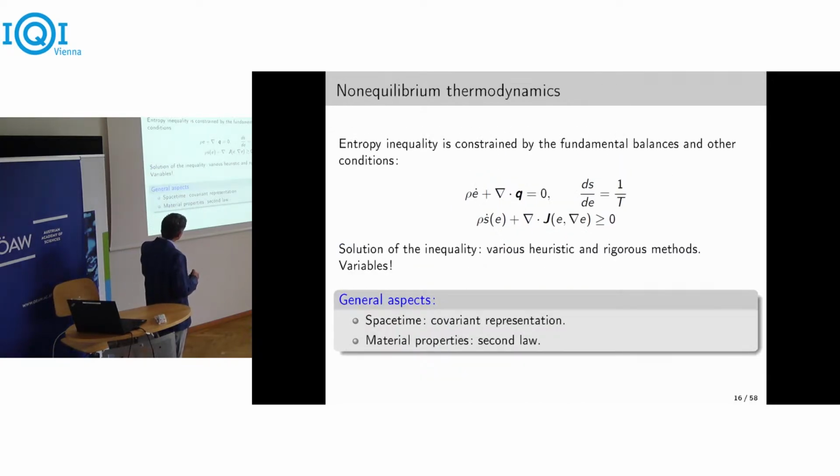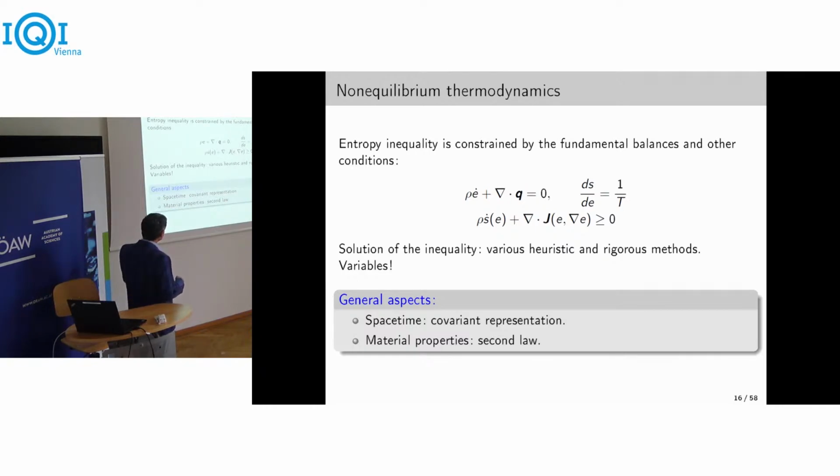And what is also important to understand is that the entropy inequality is a constrained inequality. I assume that it is valid with the constraints of the balances, so all the other information on the evolution of the system, and also the thermostatics. So I assume that there is an entropy density as well. So these are the aspects of the second law that I introduced.